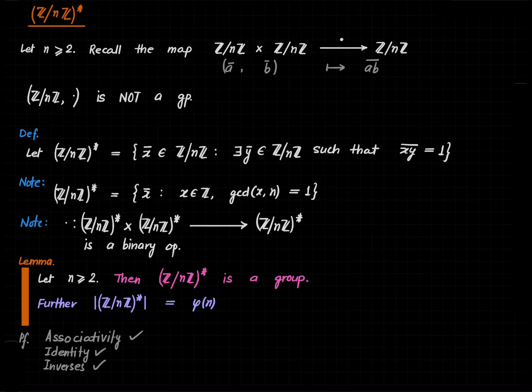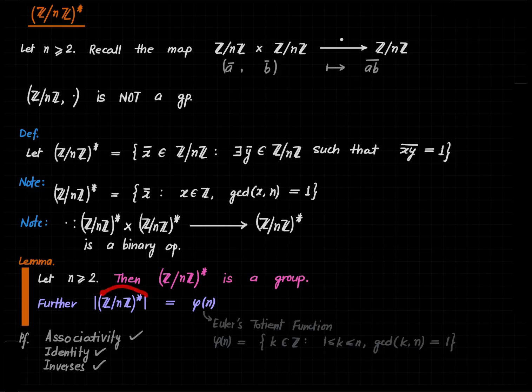right? And also from this comment, it is clear that Z mod nZ star has size same as phi of n. Now what is phi of n? This is the Euler's totient function, which I am assuming you are familiar with from number theory. What is the definition of phi n? Phi n is the number of those integers which are between 1 and n and which have GCD 1 with respect to n. So that is the definition of phi n.